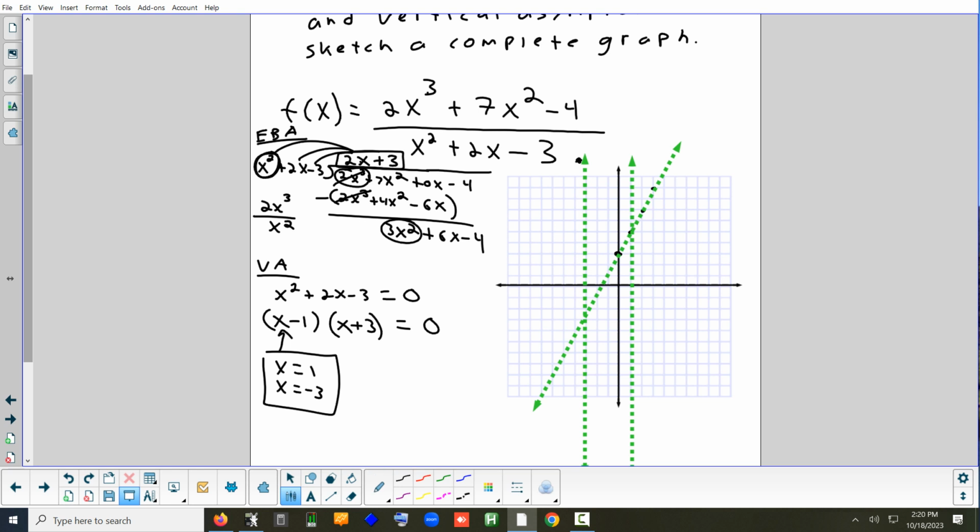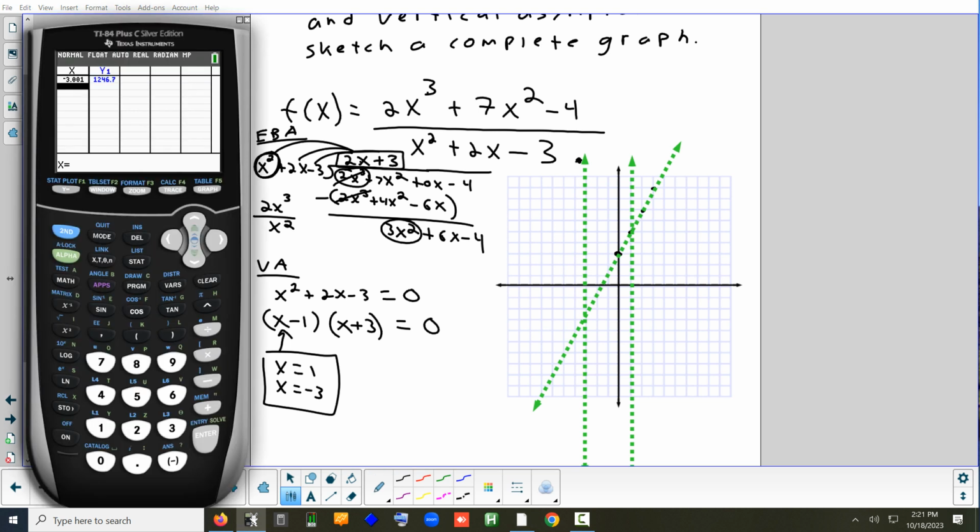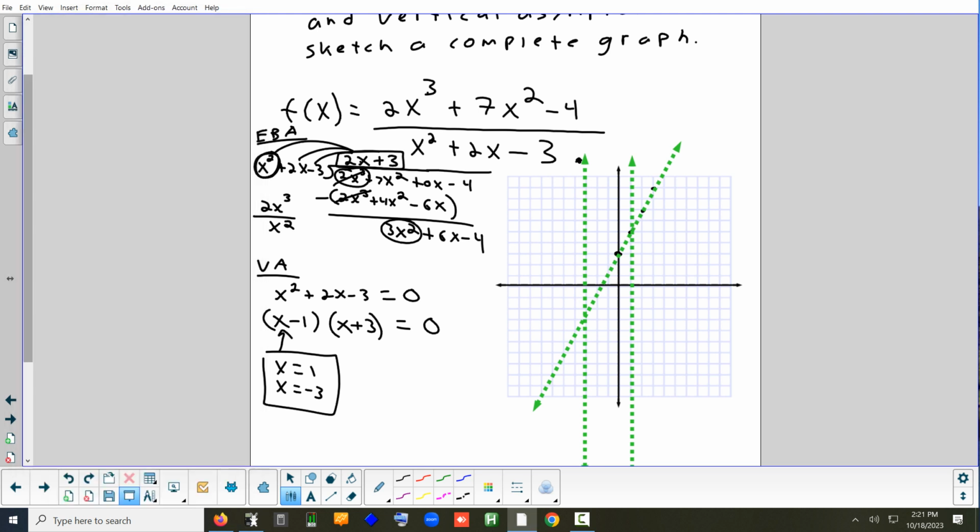Let's check out just to the right. So what's a number a little bigger than negative 3? Negative 2.99. And we're at negative 1,200. So way down there.